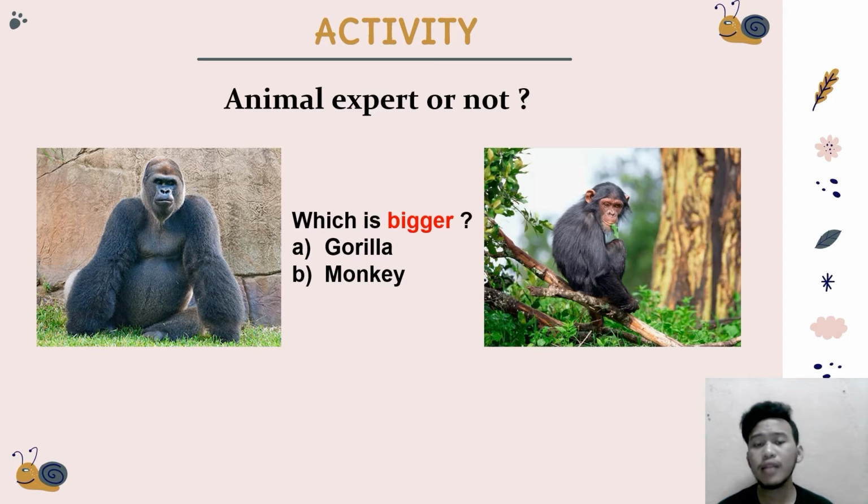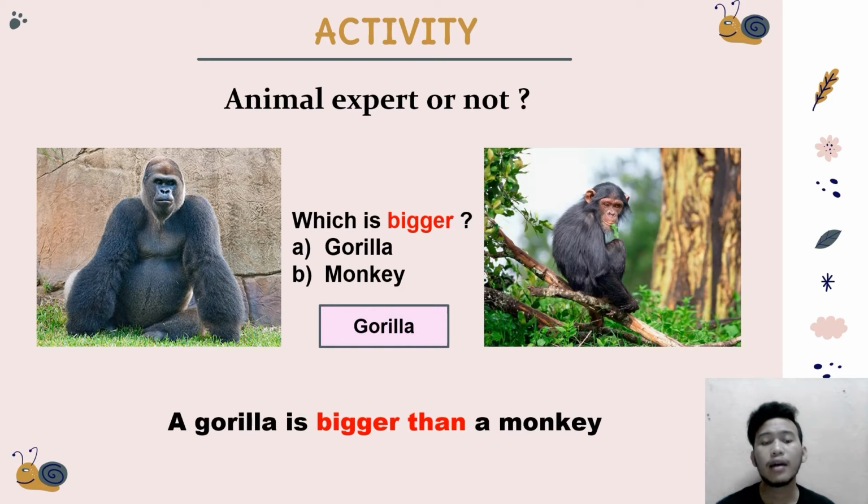So, how can you say that gorilla is bigger than monkey in English? You can say, the gorilla is bigger than a monkey. Look at the words that I highlight with the red color. That was the main point, how you want to compare between two things. Next.